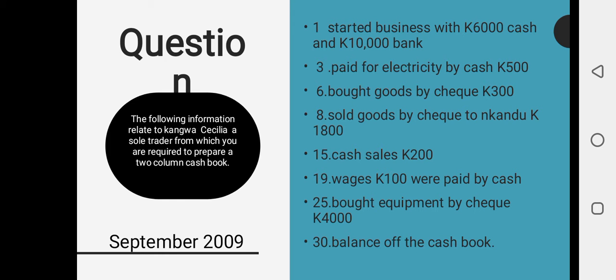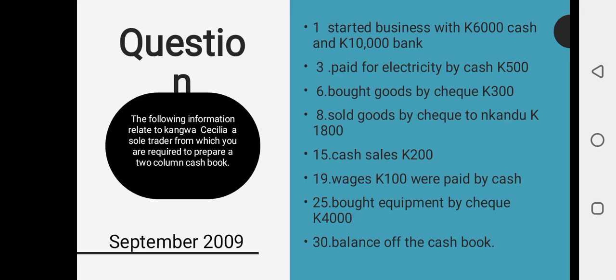Now, I want us to look at a question that is going to assist us to go back and see how we are understanding what we have explained. Our question: the following information relates to Kangwa Cecilia, a sole trader, from which you are required to prepare a 2-column cash book for the month of September 2009. Our transactions are on the blue side, which is the right.